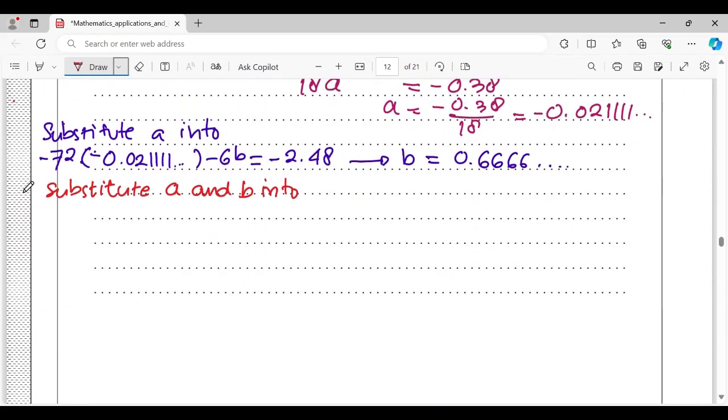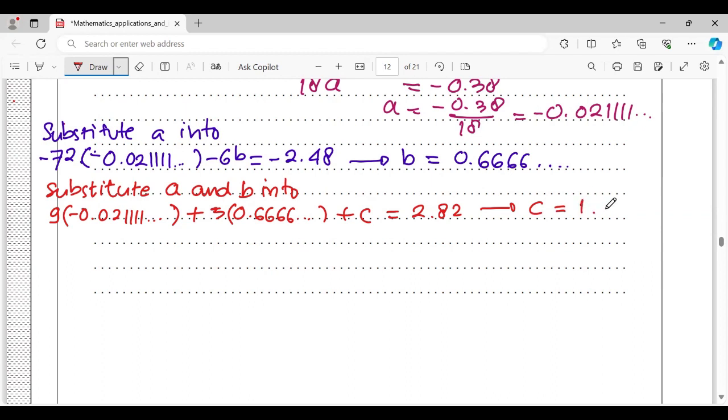Okay, so 9 times this number minus 0.02111, so on, plus 3b, 3 times this number, 0.6666, so on, and plus c equals 2.82. And if you calculate, you're going to find that c equals 1.01.